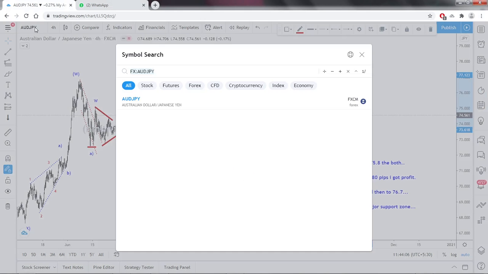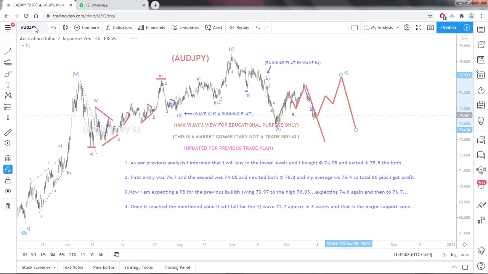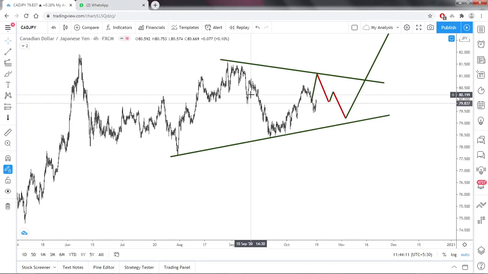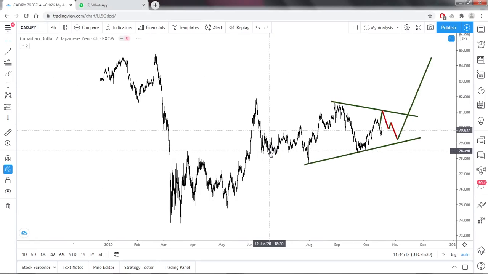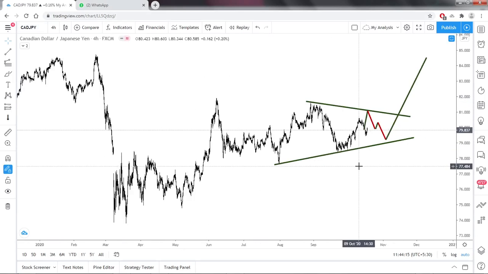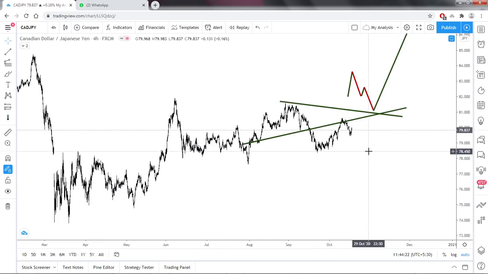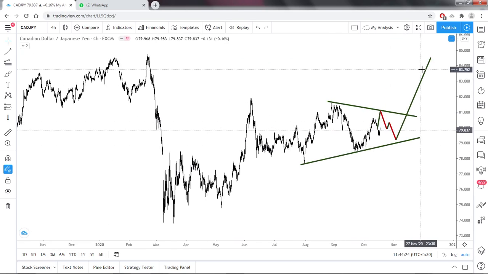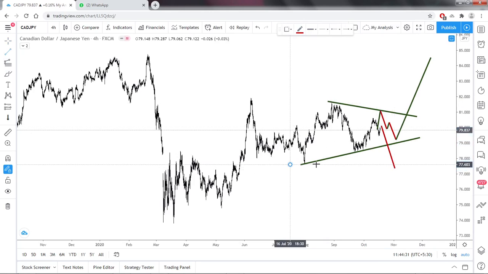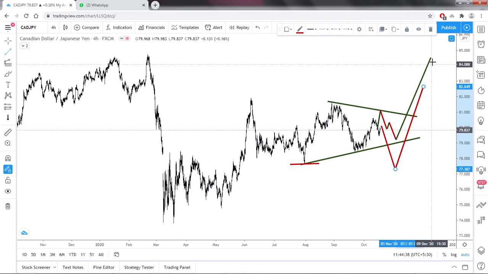Next we will move on to CAD JPY. See, in CAD JPY I am expecting maybe a triangle also. It has given a deeper pullback, so that is also valid. So here we have to watch and then trade, because it has a chance to come to the downside also, to break this low, and once it completes, I will be on the buy side for the target of 84.